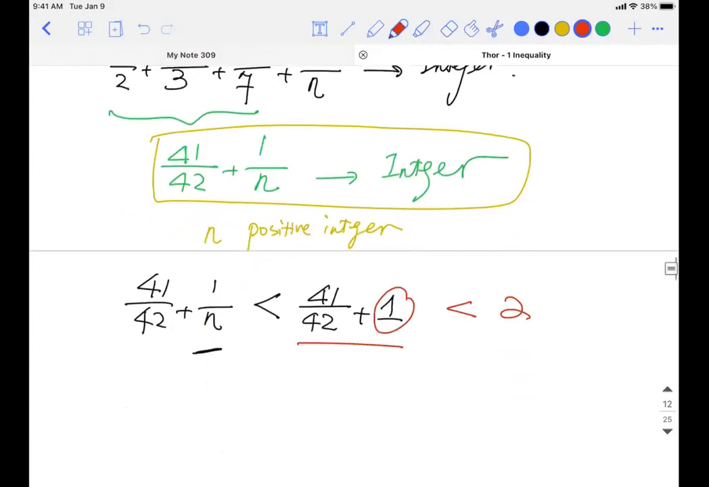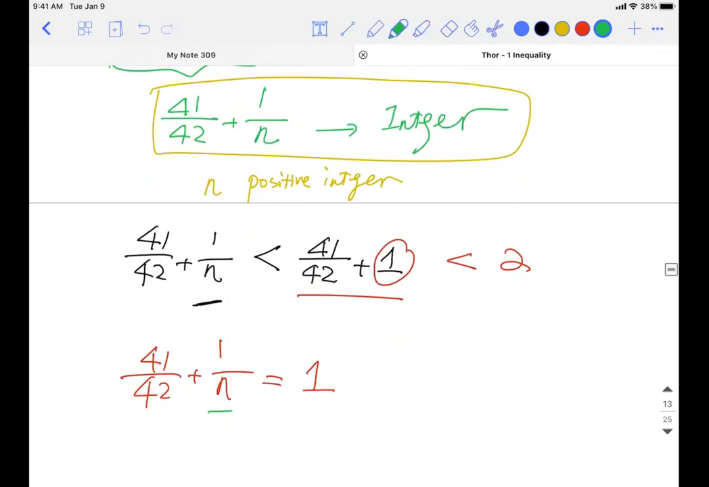So that being said, if you really want me to find an integer, 41 over 42 plus 1 over n must be equal to 1. No way around, must be equal to 1. There's no other alternatives, right? So if that's the case, then what's the value for n? n equals 42.